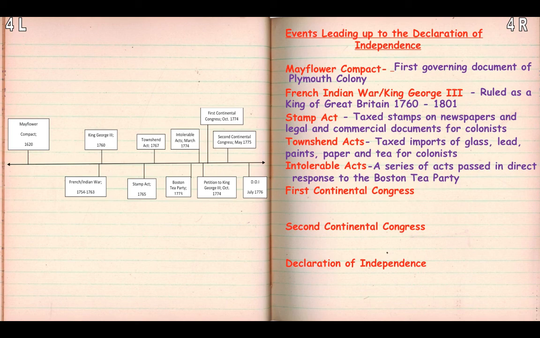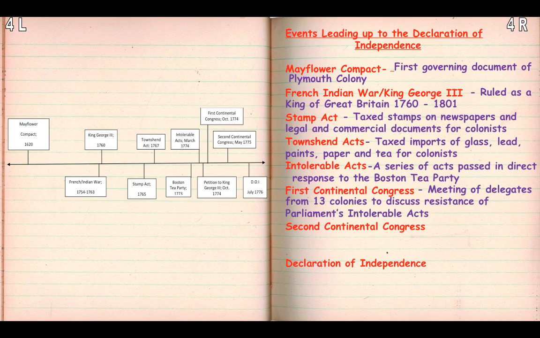So we petitioned King George and said, hey, man, we're sorry that we were such jerks, but you were a jerk too. So can you stop? And he said no. So we created the First Continental Congress.